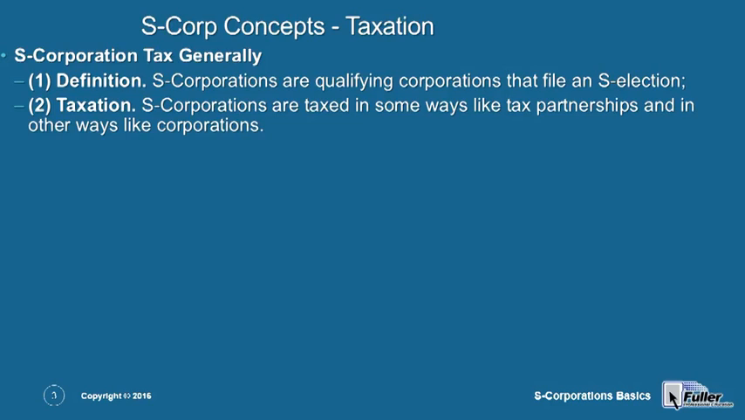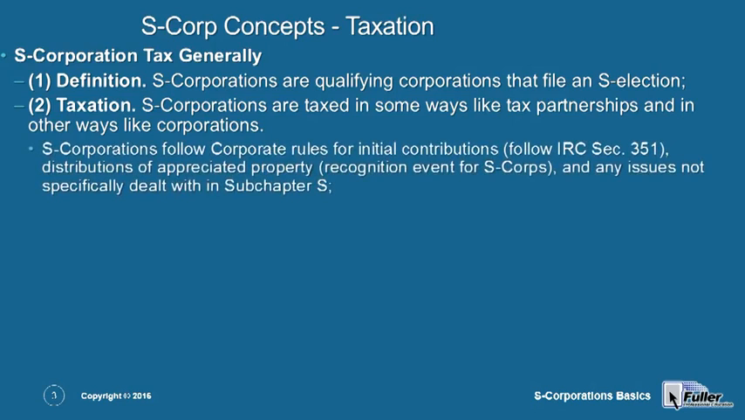So S corporations are taxed in some ways like tax partnerships, and in other ways like C corporations. So they have elements of both. And it's mostly important to understand how they differ from those. And if you already know a thing or two about partnerships and a thing or two about corporations, you just need to know which ones act which way, and you can understand S-Corps fairly easily. So S corporations follow the corporate rules, and this isn't a comprehensive list, but these are the main things that are pertinent.